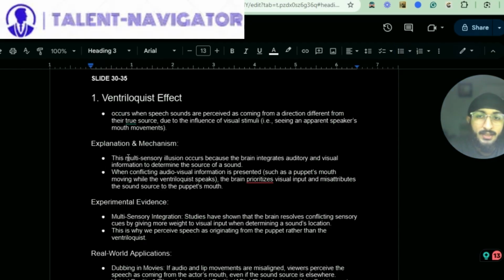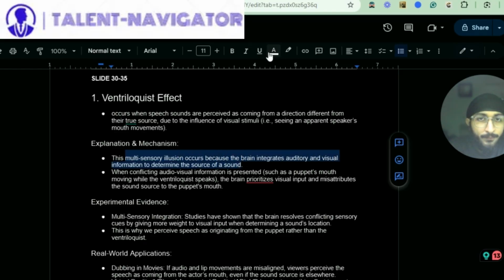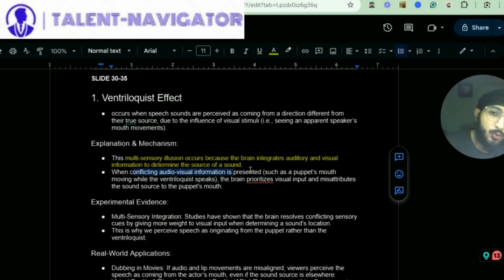So, explanation and mechanism. This multisensory illusion occurs because the brain integrates auditory and visual information to determine the source of sound. When conflicting audio-visual information is presented, such as a puppet's mouth moving while the ventriloquist speaks, the brain prioritizes visual input and misattributes the sound source to the puppet's mouth.